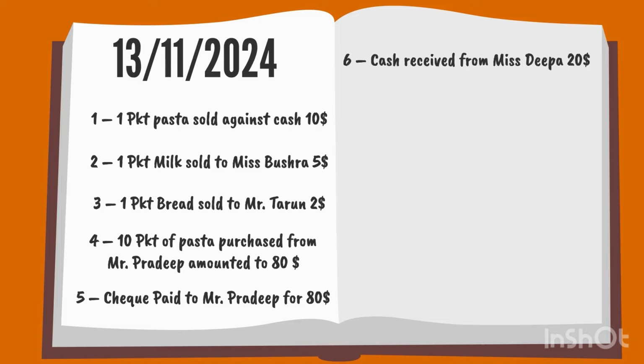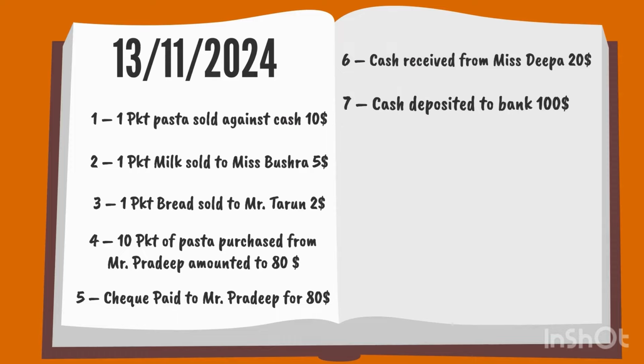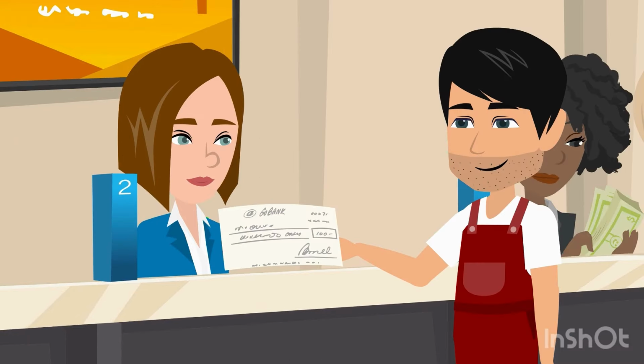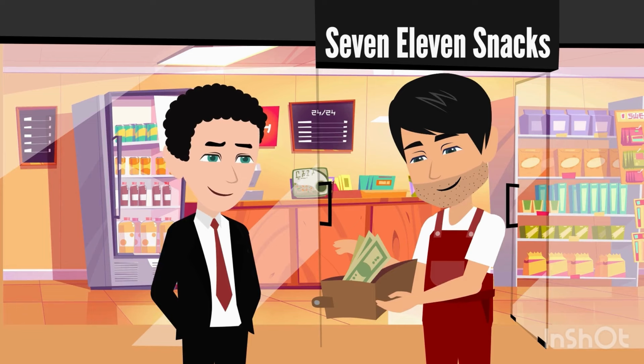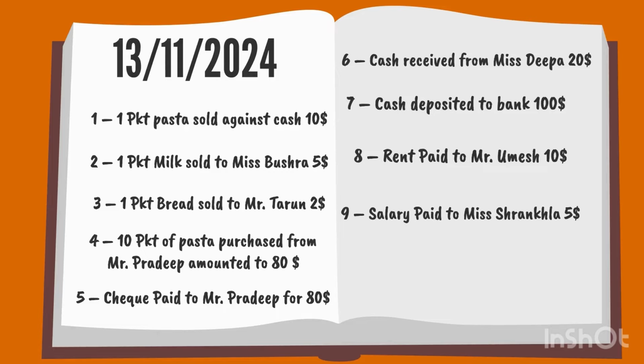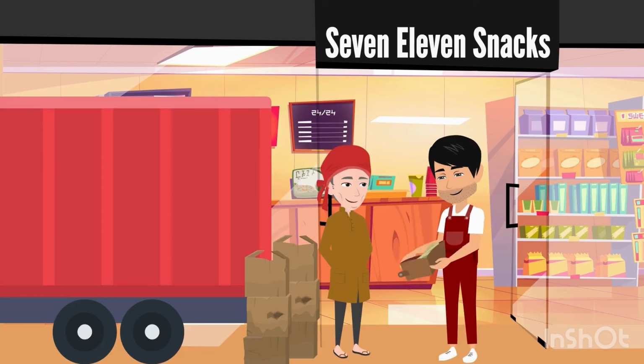6. Cash received from Ms. Deepa, $20. 7. Cash deposited to bank, $100. 8. Rent paid to Mr. Umesh, $10. 9. Salary paid to Miss Shrankla, $5. 10. Wages paid to Mr. Rohit, $3.